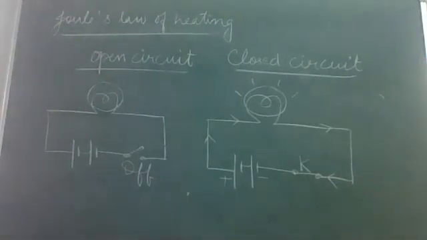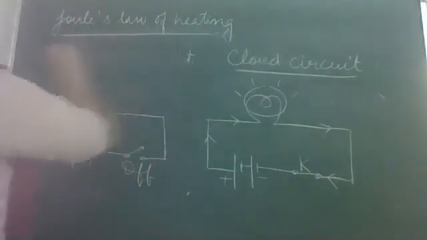Okay, write one question now. Calculate the resistance of 1 kilometer long copper wire of radius 1 mm. Note down, resistivity of copper is 1.72 into 10 raised to power minus 8 ohm meter.